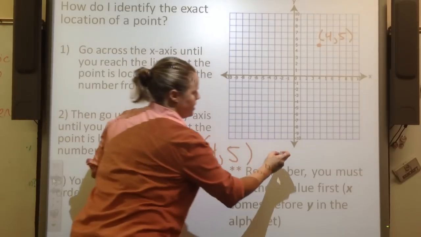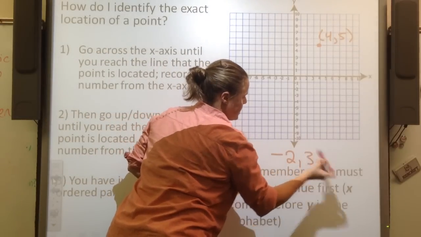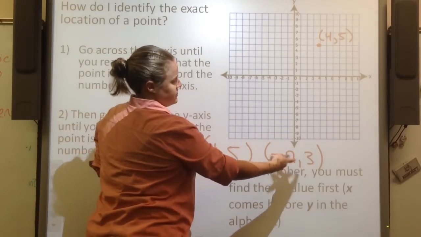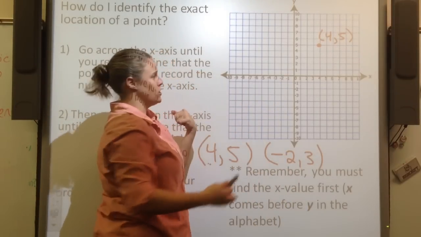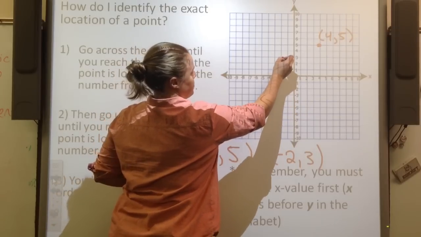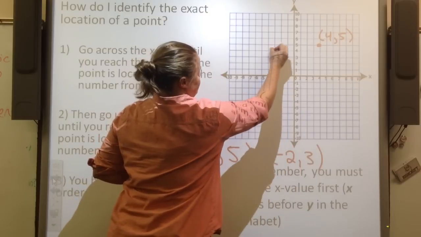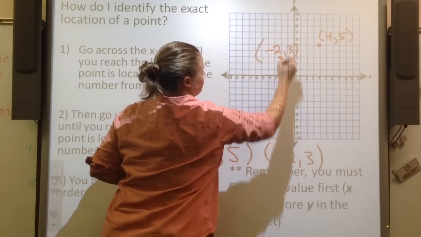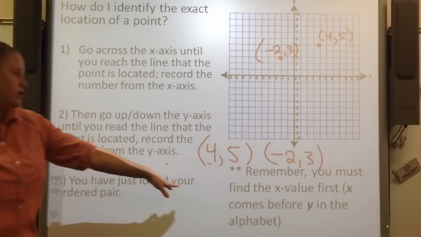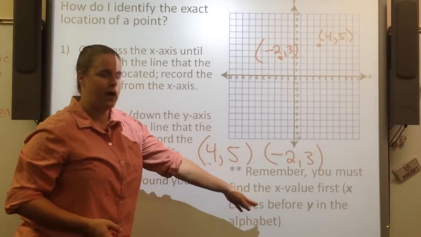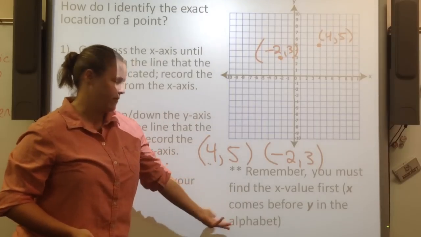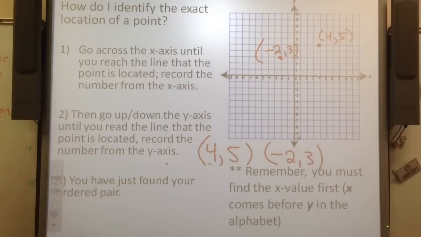If I had the coordinates -2, 3, I go -2, so that means left 2, so go over first, so over 2, and then up 3. So over 2, up 3. And that's -2, 3. So remember, you must first find the x value, and then you find the y. So over and up, or over and down. And think of it alphabetically as a tip.